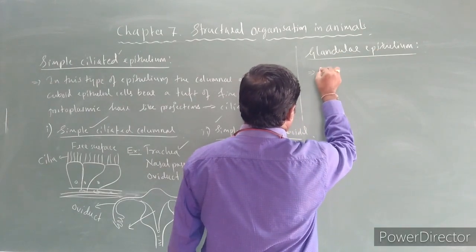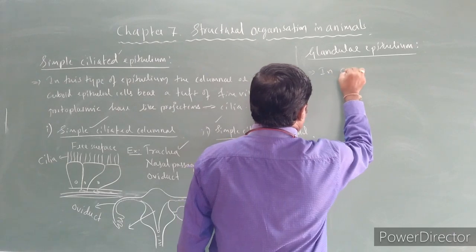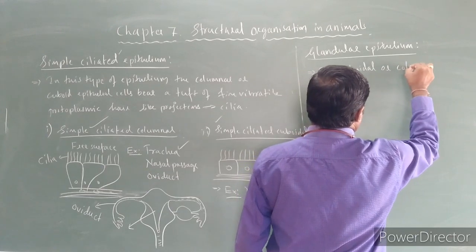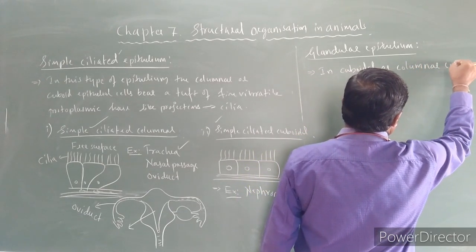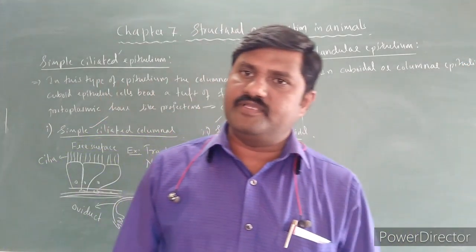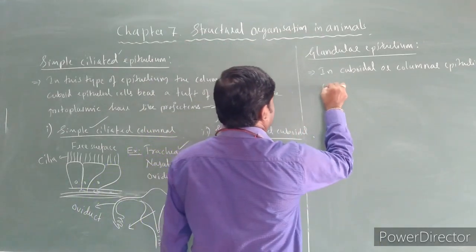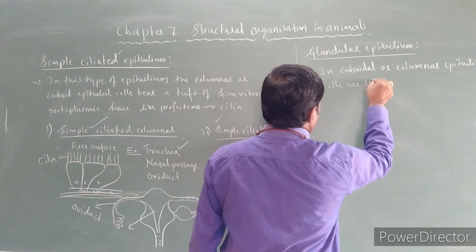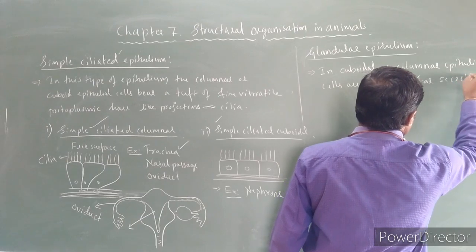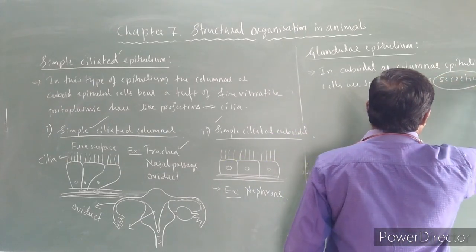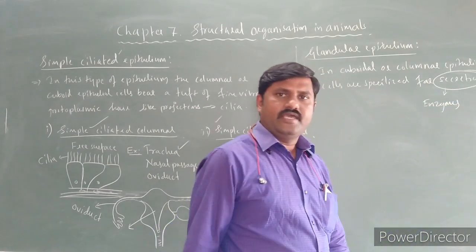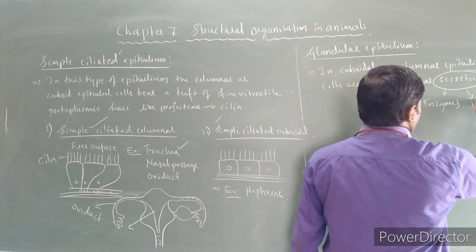It is a kind of epithelium which is in cuboidal or in columnar epithelium. In cuboidal as well as columnar epithelium, the cells are specialized for secretion. Those secretions may be enzymes. Sometimes they may be hormones.